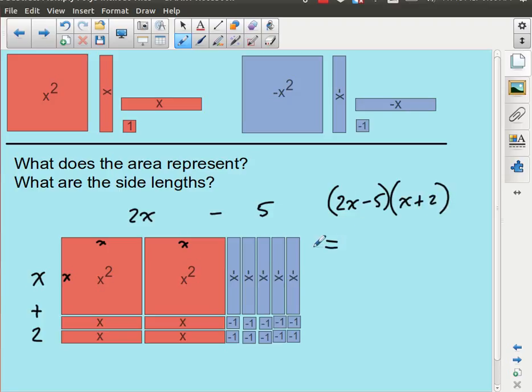Those two things together give me a total area of 2x squared, I have positive 4x's, I have negative 5x's, and I have negative 10. And then I would simplify that. 2x squared, positive 4x minus 5x is just equal to negative x, minus 10.